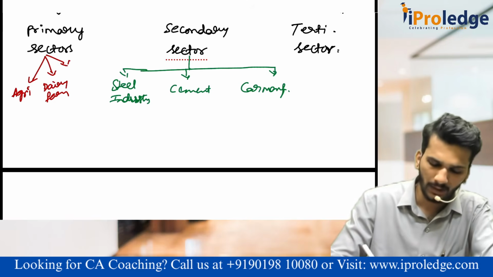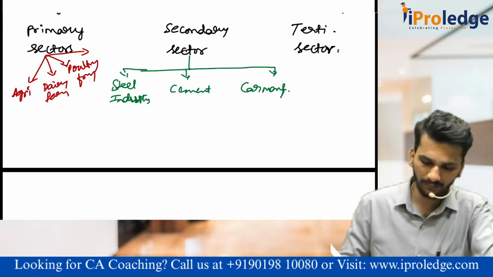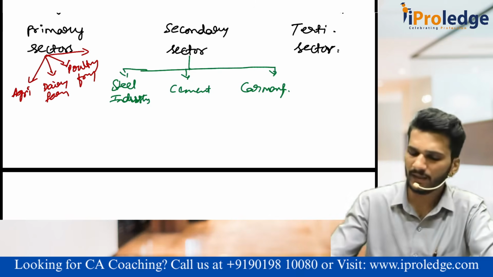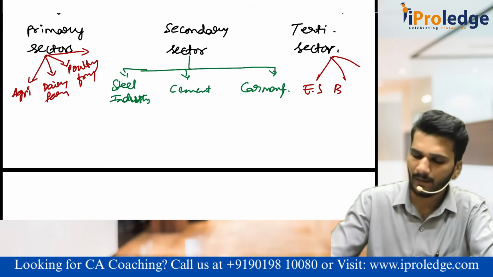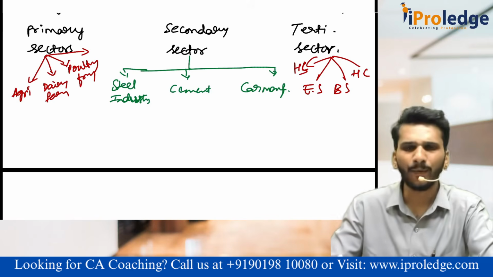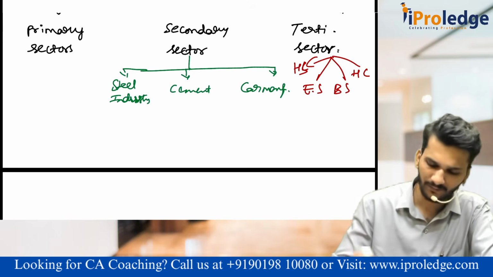Then it could be poultry farming. Then it could be animal husbandry, or it could be in any type of activity. In case of the tertiary sector also, again it can be divided into educational services, banking services, healthcare services, hospitality services. Any type of things it can be divided. Just for representation, I am taking the secondary sector.